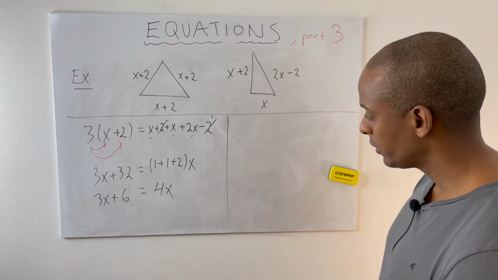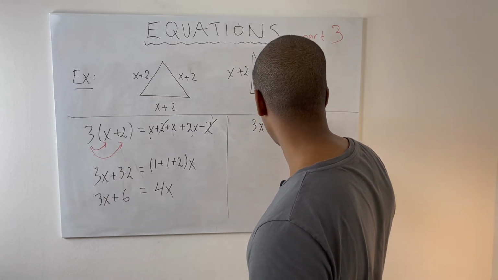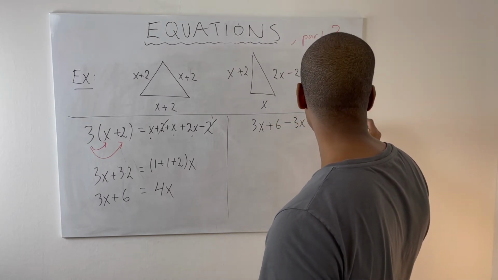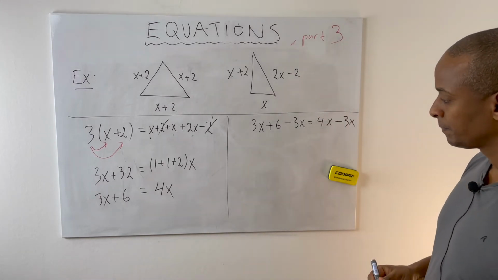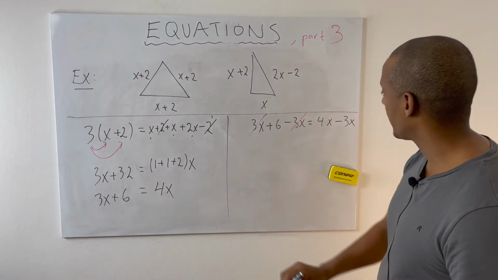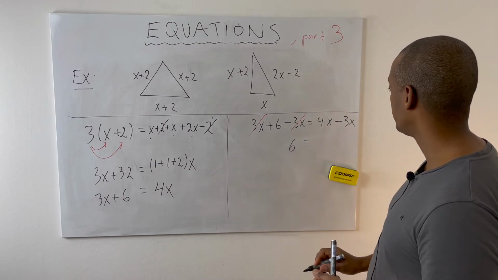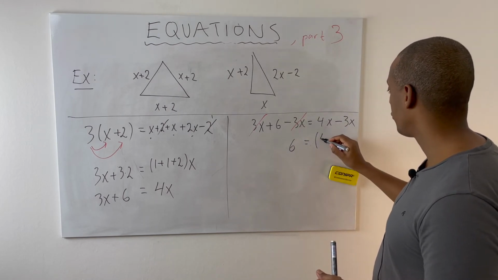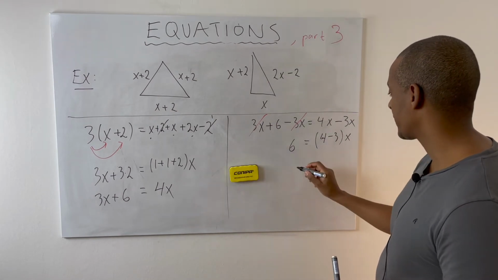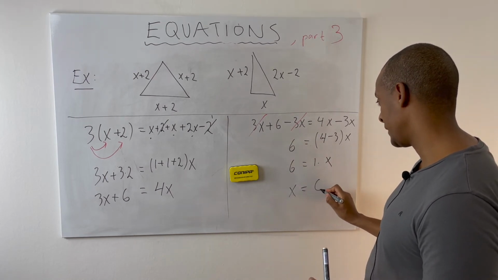So now what can we do? We can subtract 3x on both sides. So then we have 3x plus 6 minus 3x is equal to 4x minus 3x. And here now we can see that these two cancel out. So we have that 6 is equal to 4x minus 3x. Well, that's equal to 1x. So 6 is equal to 1 times x, or x is equal to 6.